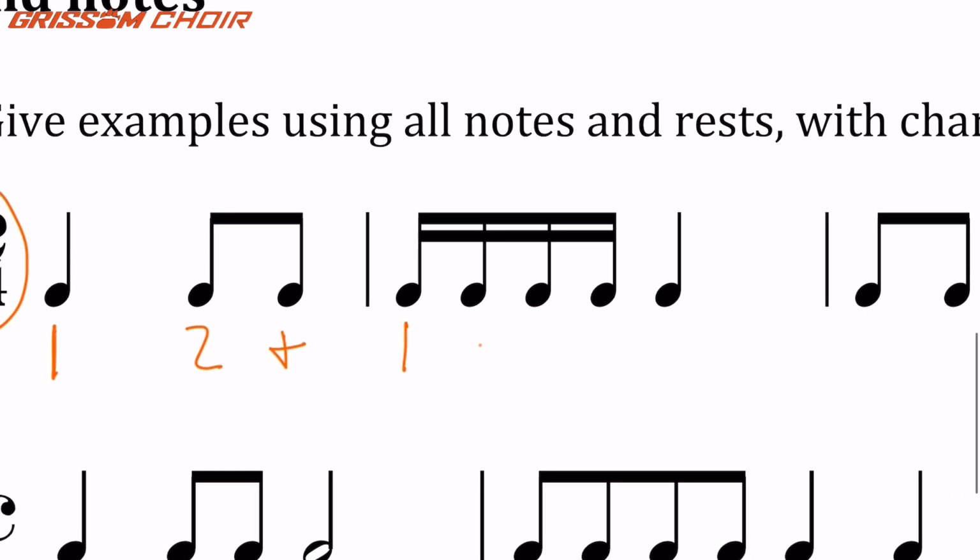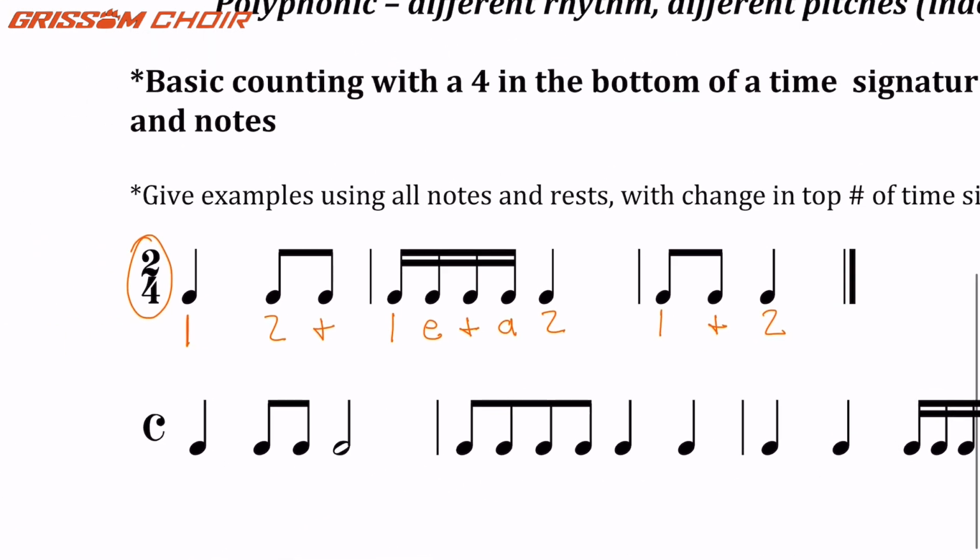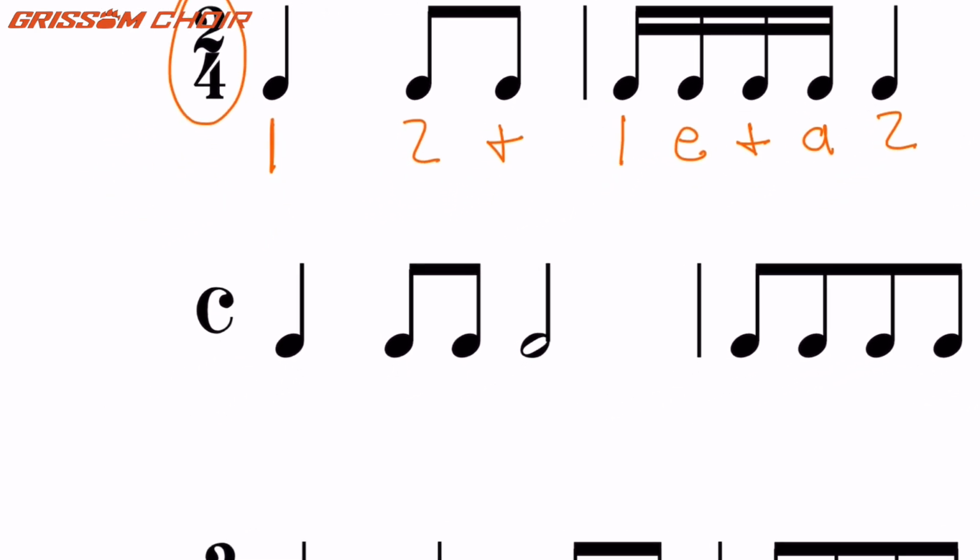1, E, and 2, and another bar line, so this would be 1 and 2. This entire line would be 1, 2, and 1 E and a 2, 1 and 2 off. Going down to the next example.